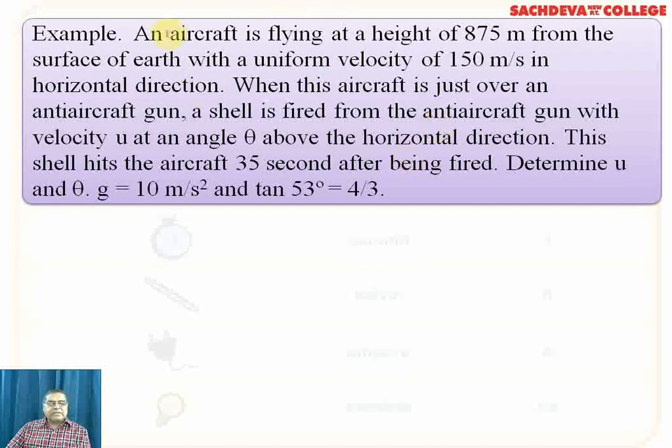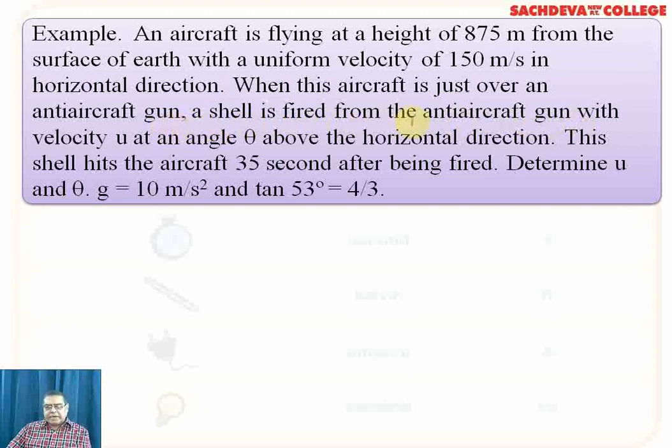In our next example, an aircraft is flying at a height of 875 meters from the ground, that is the surface of Earth, with a uniform velocity of 150 meters per second in the horizontal direction. When this aircraft is just over an anti-aircraft gun, a shell is fired from the anti-aircraft gun. So again, the projectile is fired from a height.